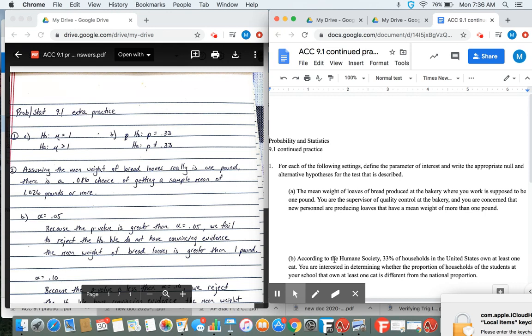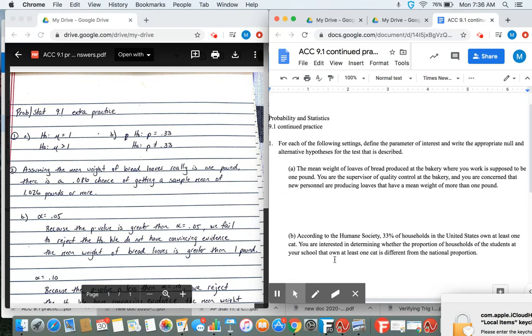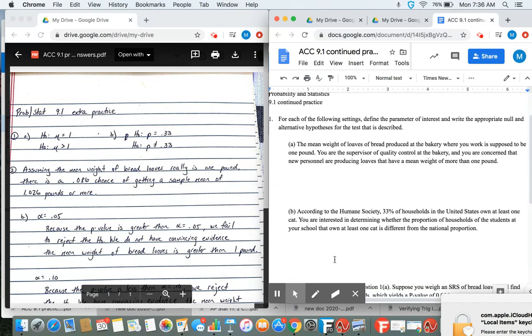For B, it talks about proportions. And again, it's always equal to. So it says 33% of households have at least one cat. So p equals 0.33. Now the HA could be a less than, a greater than, or not equal to. You have to read the problem and interpret which one they're asking. It says in this scenario that you're wondering whether the proportion of households of students at your school that own at least one cat is different. Doesn't say greater than, doesn't say less than. So that's simply a not equal to. It's something different than 33%. Okay.